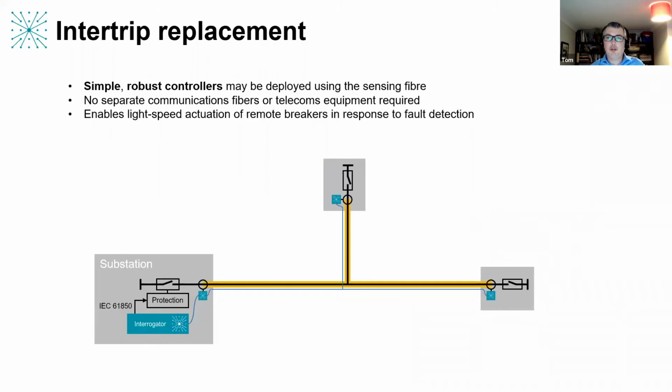Now, the logical next step from this is it's all very good identifying which cable has the fault, but then what you need to be able to do is send a signal to those circuit breakers. So using our simple, robust controllers and the same fiber we use for the sensors, we can now send a signal back down into the base of the turbine to actuate the remote controls, the remote breakers, in response to fault detection.